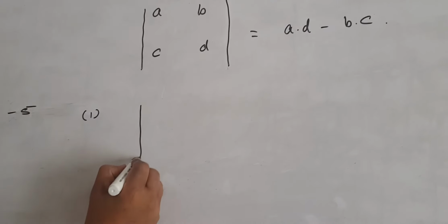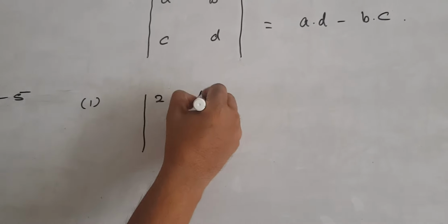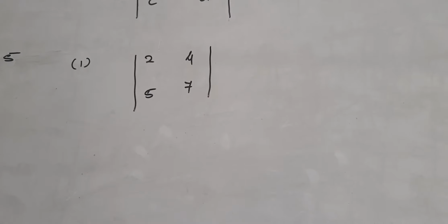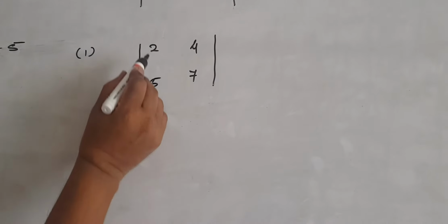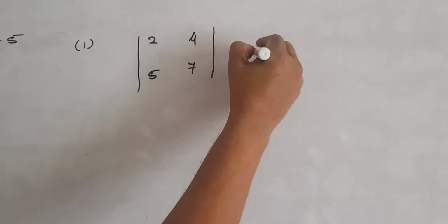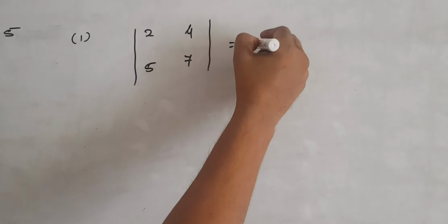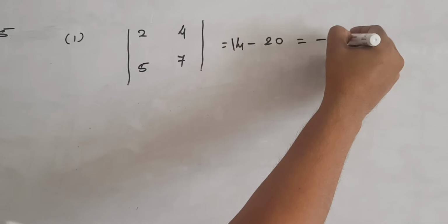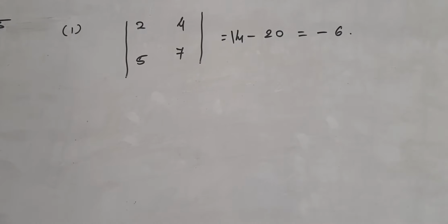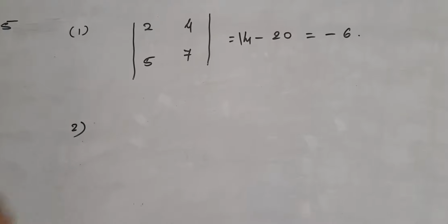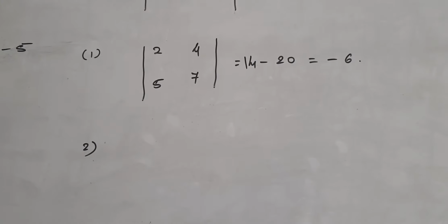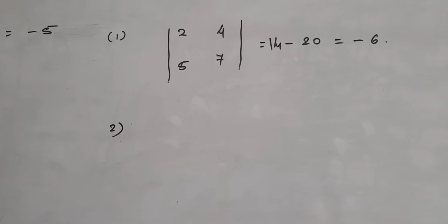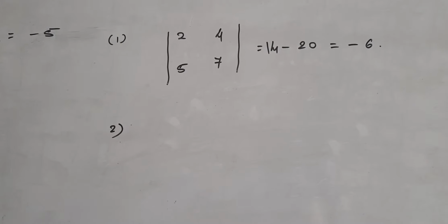I will just take a few examples. Number 1, suppose given 2, 4, 5, 7. This will become what? 2 7s are 14 minus 5 4s are 20. So this value becomes minus 6. See, everyone has to write the notes also when you see this video.